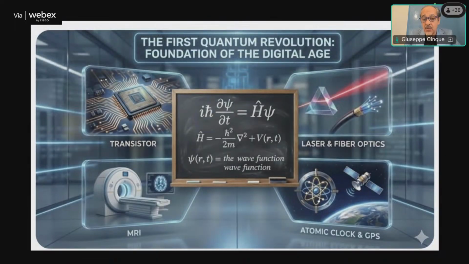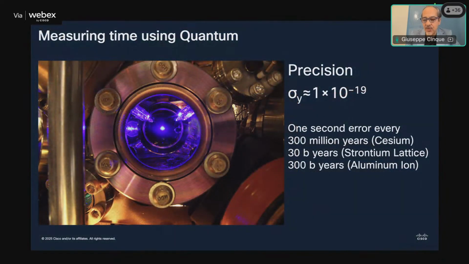And we have done a lot with the Schrödinger equation, with that understanding of the wave function. That's what has brought us the semiconductor. That's what has brought us the laser and fiber optics, medical applications like magnetic resonance, or even the atomic clock. And although it's a probabilistic model, it's extremely accurate.